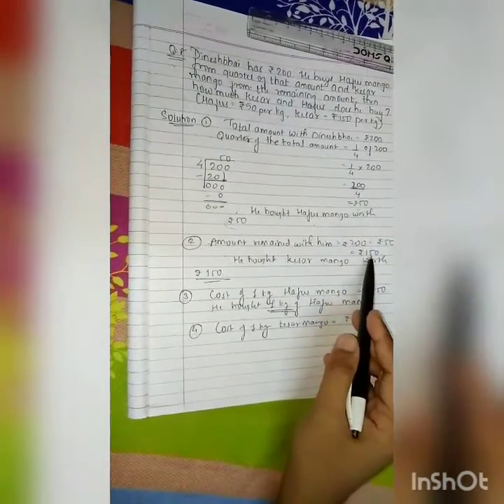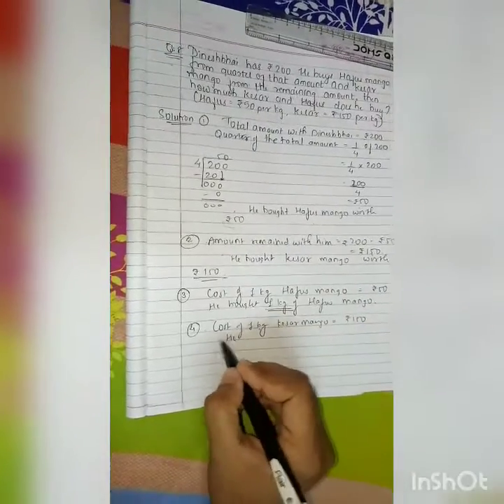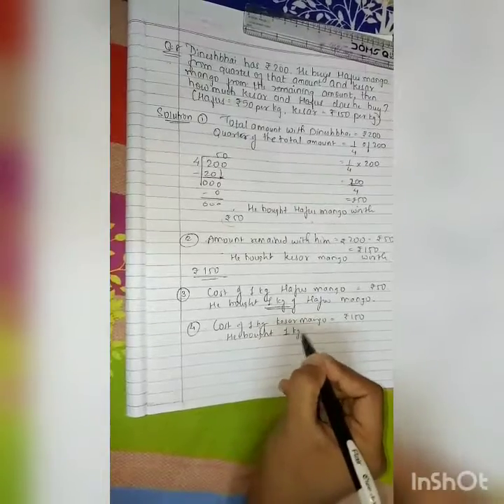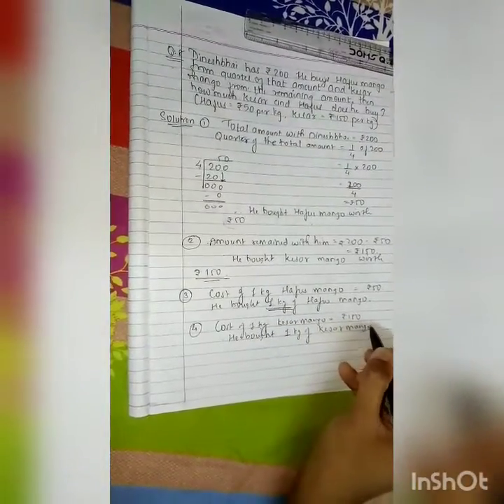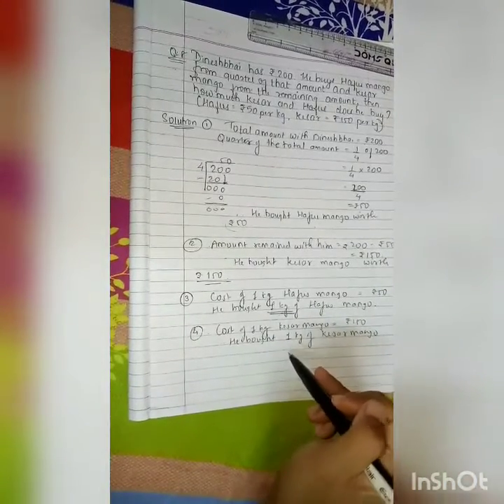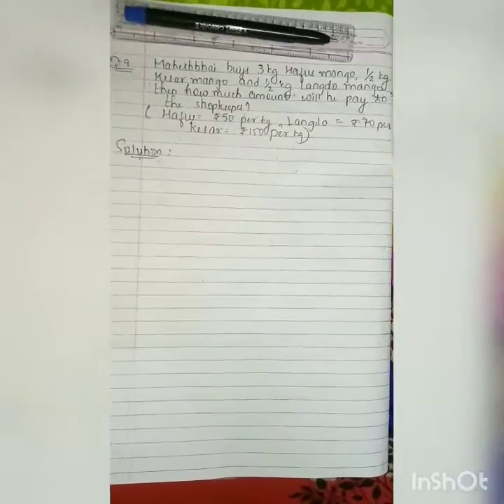He is already paying 150. So how much he bought? He bought 1 kg of kesar mango. So therefore he bought 1 kg of kesar mango. Okay, so he bought 1 kg of hafuz mango and 1 kg of kesar mango for 150. Here we are having next sum, ninth sum.